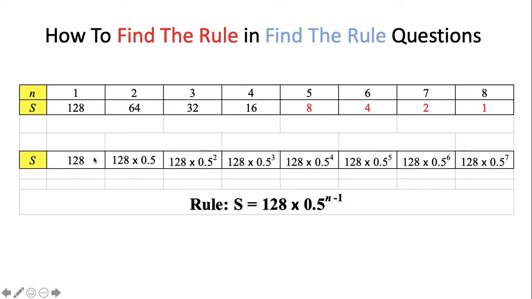Oh, by the way, for all of these, the first term looks kind of different, but it's still working because, according to the rule, the first term would be 128 times 0.5 to the power of 0. And of course, anything to the power of 0 is just 1, so that would still give you 128 as the answer. So even though the first one's written in a different way, the answer that the rule gives is consistent.